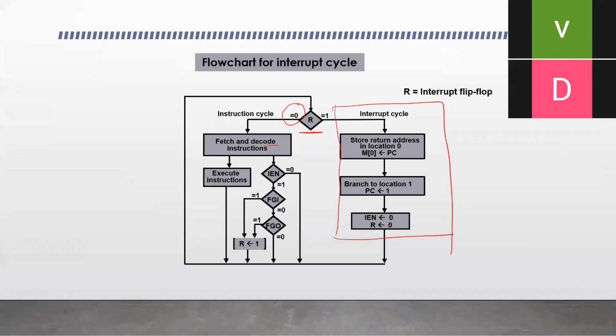At the same time, while this execution is going on, the control checks the value of IEN. Here in the flowchart, you see IEN is checked. What is IEN?